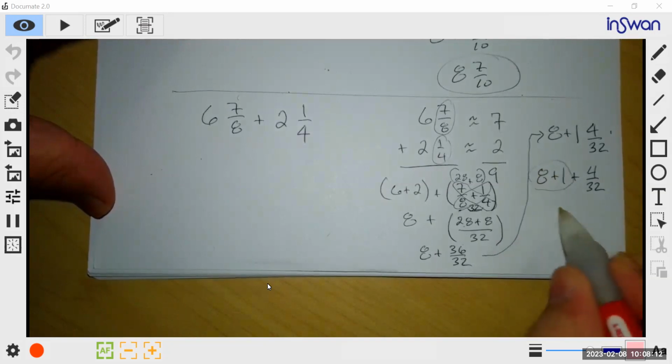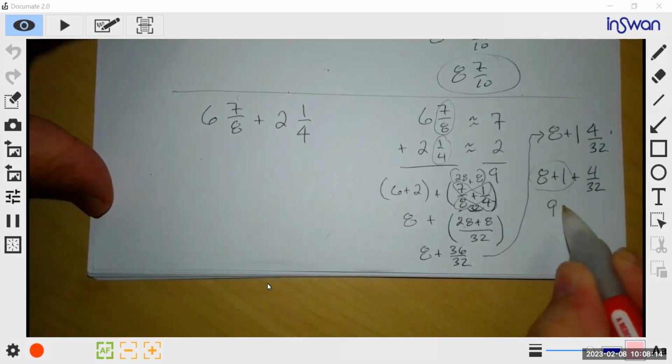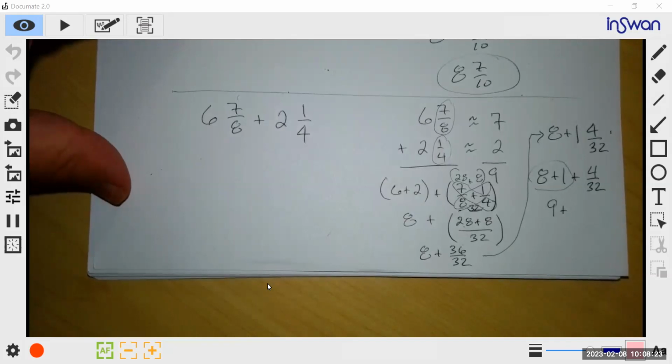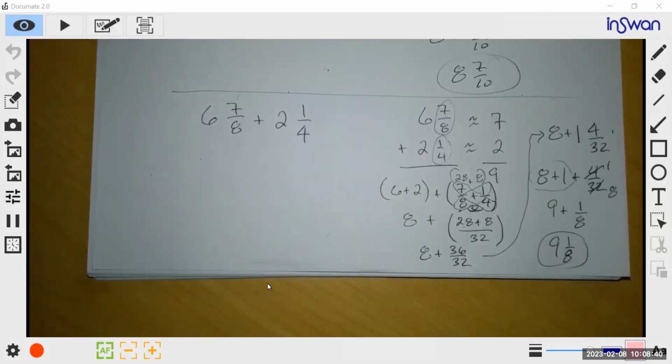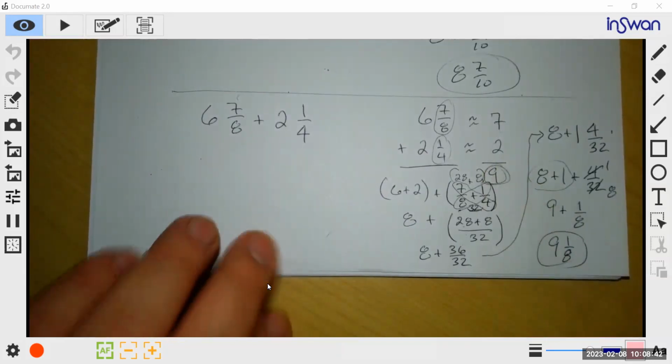Eight plus 1 is 9. Can this simplify any further? How many times does 4 go into 32? Yeah, so 4 goes into 4/32 8 times. So the answer is 9 1/8, which is pretty close to our estimation.